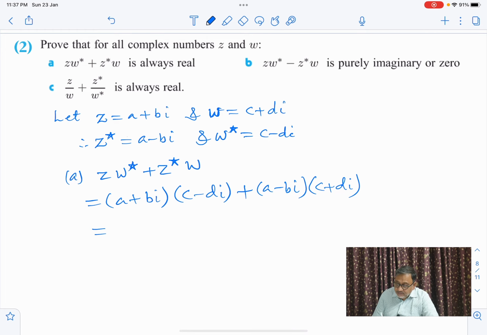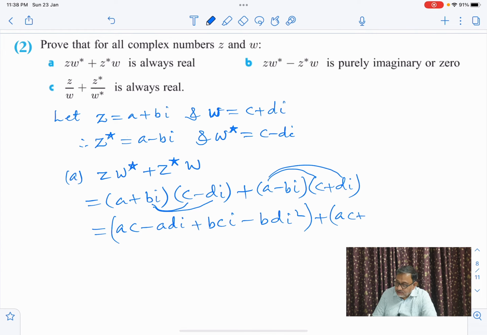Now we will multiply it out. So A into C will be AC. A into D will be minus ADi. So AC minus ADi. Then I'll open with Bi. So plus BCi. Then this with this, minus BDi square. So this is all expansion of the first two brackets. Plus similarly the second two brackets I will multiply. So AC plus ADi, then with minus Bi, so minus BCi and minus BDi square.